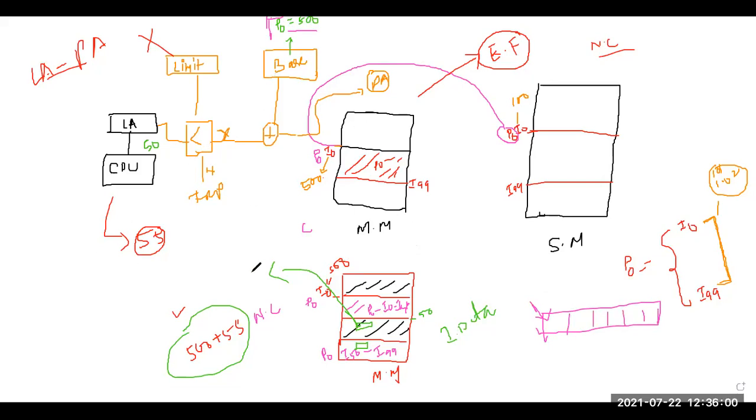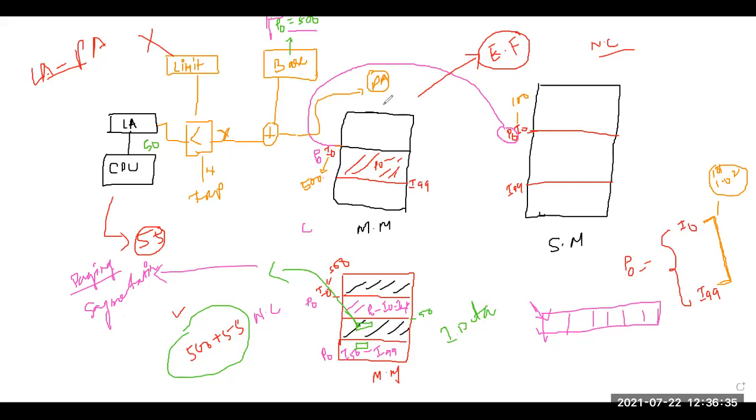Now what will we do for non-continuous allocation? The address translation can be done with the help of paging and segmentation. There are two techniques we are using. One is called paging. Second one is called segmentation. These are the two techniques which we are going to use for the non-continuous memory allocation, for the address translation, that means to translate the logical address to physical address.